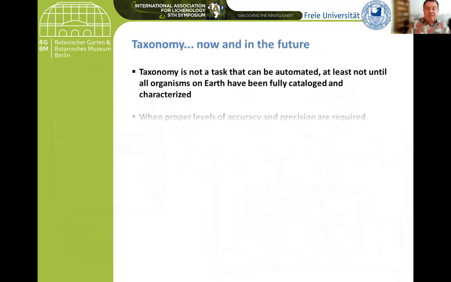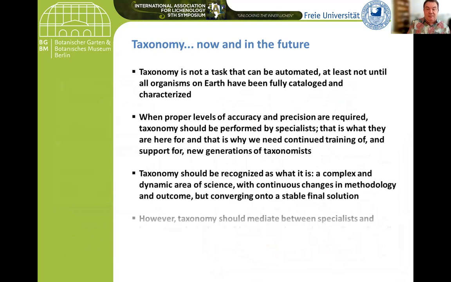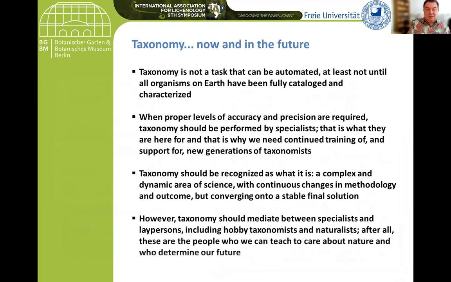So if you look at taxonomy now and in the future, we can certainly say taxonomy is not a task that can be automated, at least not until all organisms on Earth have been fully cataloged and characterized, and we have complete and accurate reference databases for sequencing. And when proper levels of accuracy and precision are required, taxonomy should be performed by specialists. That is what they are here for. And that is why we need continued training of and support for new generations of taxonomists.